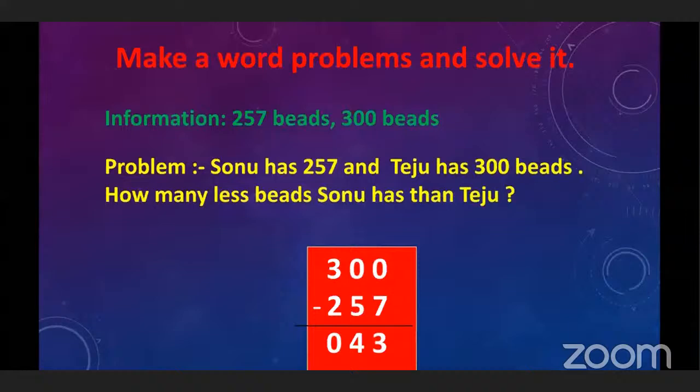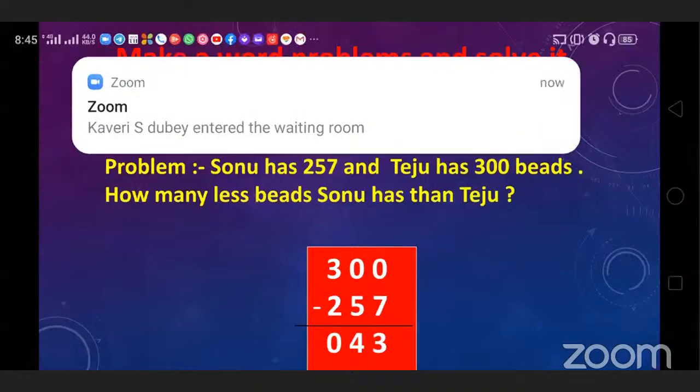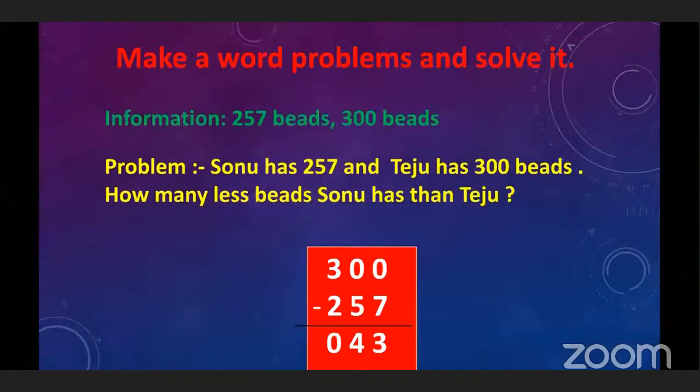Here I got the information 257 bits and 300 bits. So I made one word problem: Sonu had 257 and Teju had 300 bits. How many fewer bits does Sonu have than Teju? So I used the terms, how many less, how many more. You can use these. When I completed this, I can easily subtract 257 from 300. I will get 43 as the answer. So you can frame this kind of word problem.